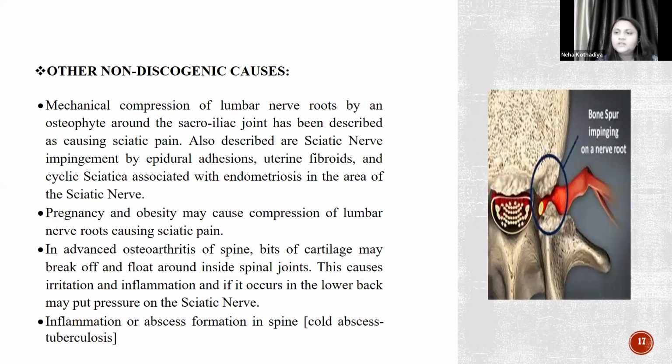In advanced stages of osteoarthritis of the spine, bits of cartilage may break off and float around inside the spinal joints. This causes irritation and inflammation, and if it occurs in the lower back, may put pressure on the sciatic nerve. Inflammation or abscess formation in the spine may also lead to sciatica.